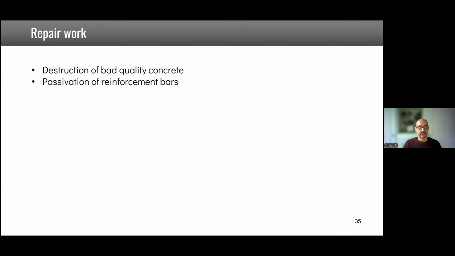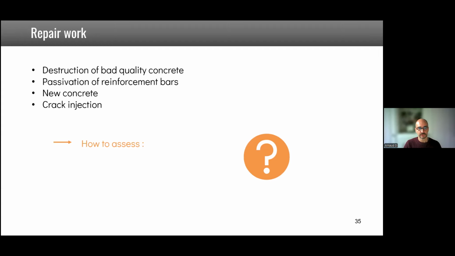So the repairs were done like this. They destroyed the bad quality concrete. They did some passivation of the reinforcement bar, and they put some new concrete on top, and for the cracks, some injection. So the idea was how to assess the quality of repair. Was it done properly, and how does it evolve with time.